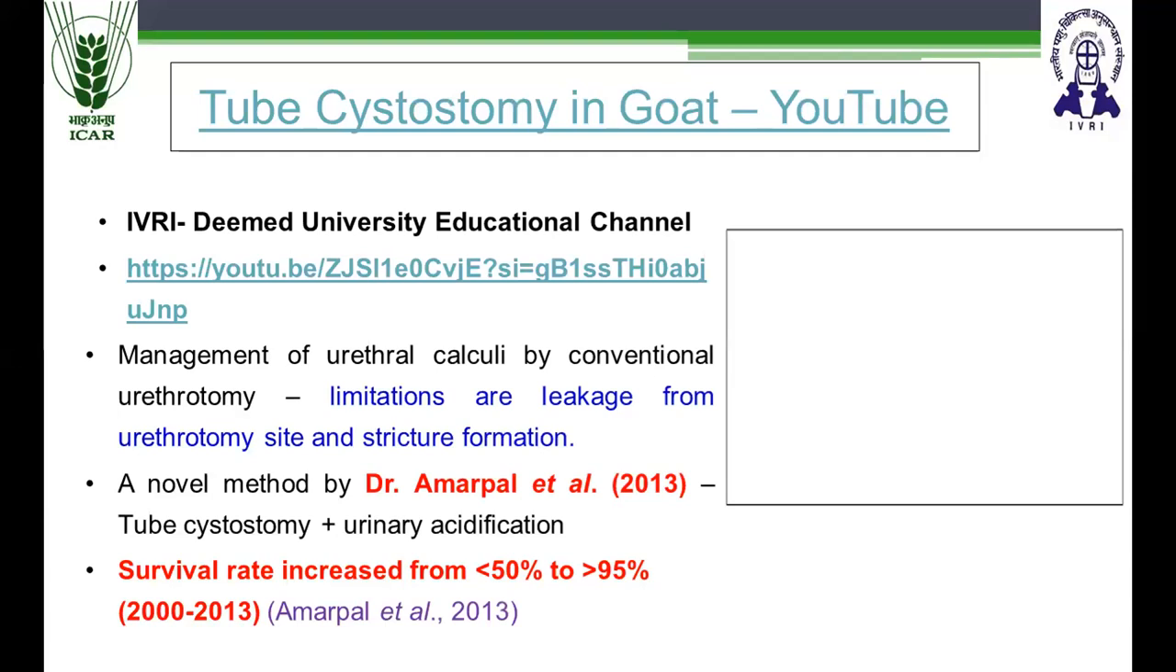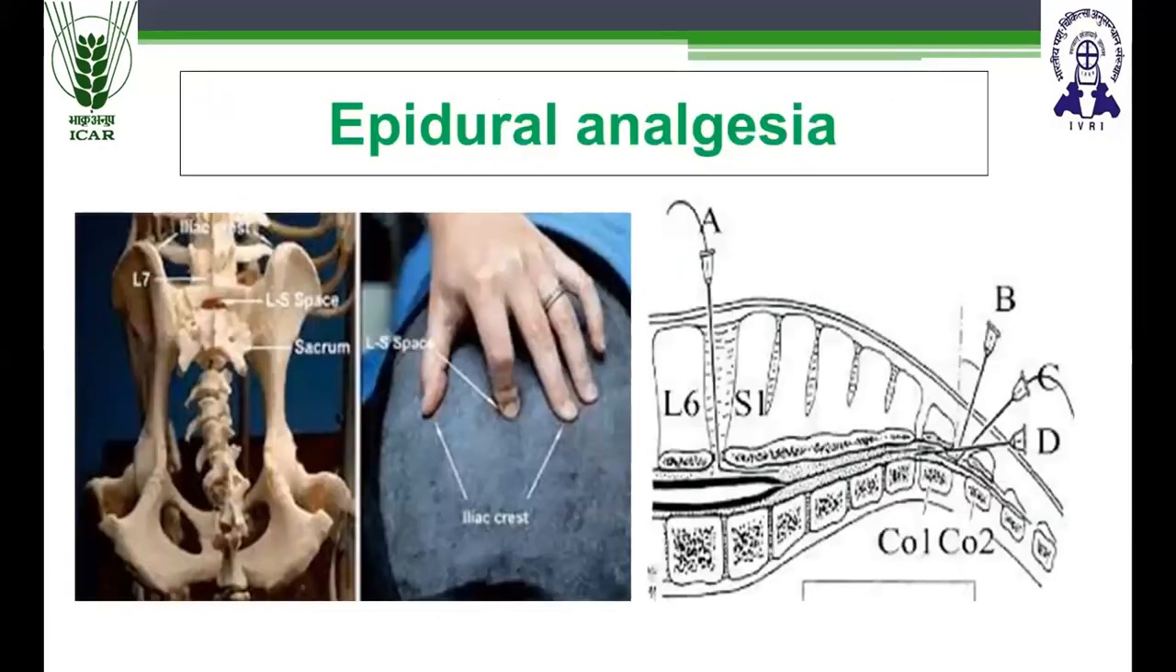So before doing tube cystostomy, in any surgery, anesthesia is very important. Here we are giving epidural analgesia. In case of sheep and goat, we go for lumbosacral epidural analgesia. We have to palpate the lumbosacral space. By palpating the iliac crest, we touch the first depression. In the third picture, you can see the lumbosacral space wherein we have to insert the needle after properly assessing the depth. In young animals, the intervertebral space will be very small, so it will be a bit difficult.